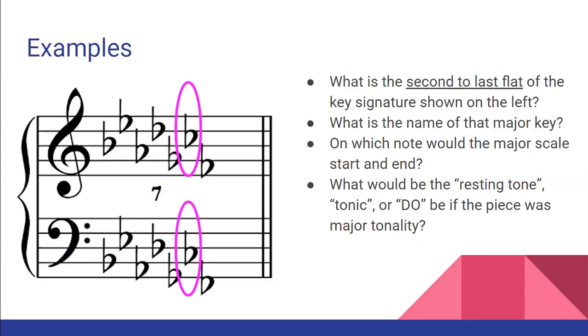So what is the name of that major key? The answer is C flat, meaning that that would be the first and last note of the scale, also known as the resting tone, tonic or do.